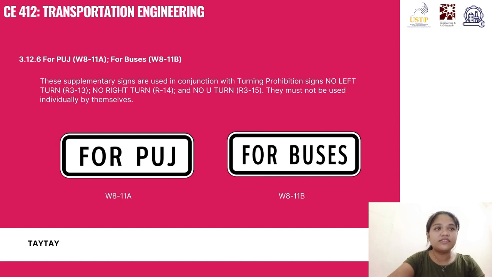These signs, W8-11A and W8-11B, say whether a no-turn restriction applies only to PUJs or buses. So if you see a no U-turn sign with a 4 PUJ plate, it means only jeepneys are restricted. This helps regulate public transport movements without unnecessarily limiting all vehicles.